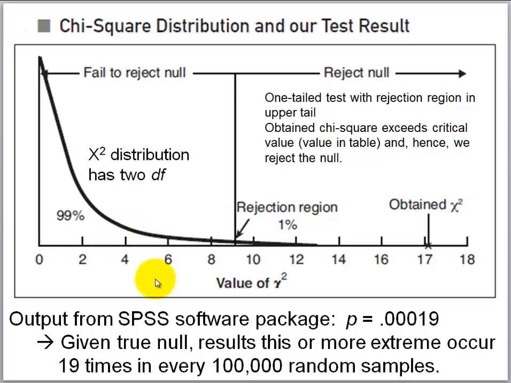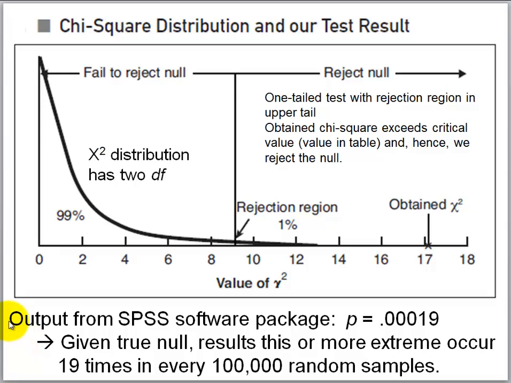Now, all we can tell from consultation of the chi-square distribution table and from looking at this figure is that our obtained chi-square is greater than the critical value of chi-square from the table, so that therefore the probability of our result is less than 0.01. But we cannot determine the exact probability of obtaining our result or a more extreme result.